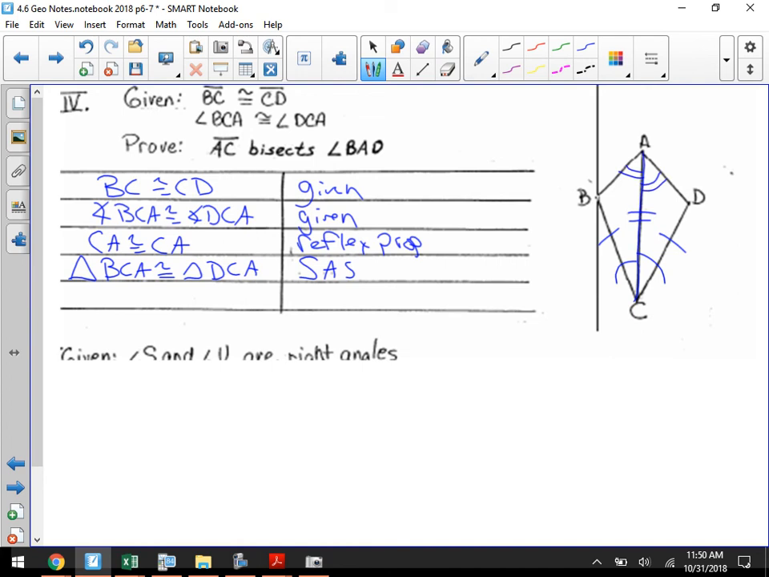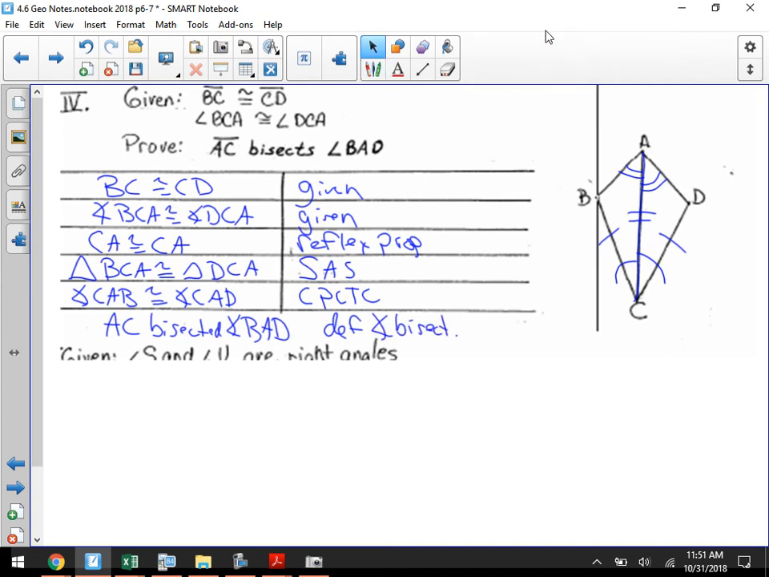So we know that angle CAB is congruent to angle CAD because corresponding parts of the congruent triangles are congruent, which therefore means that AC bisected. Okay. And that's where that goes.